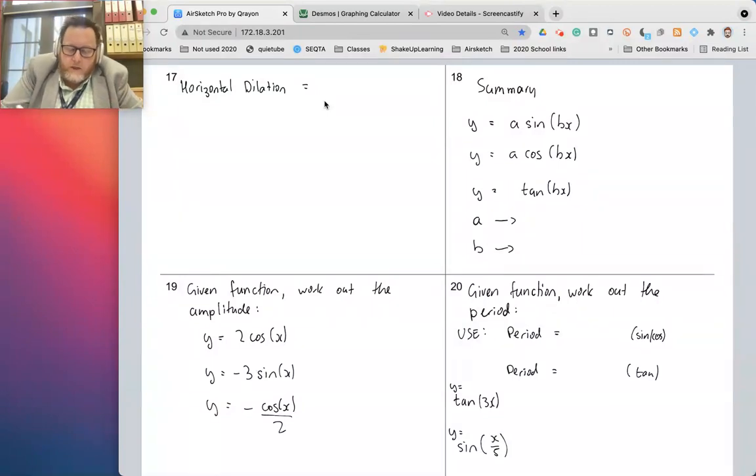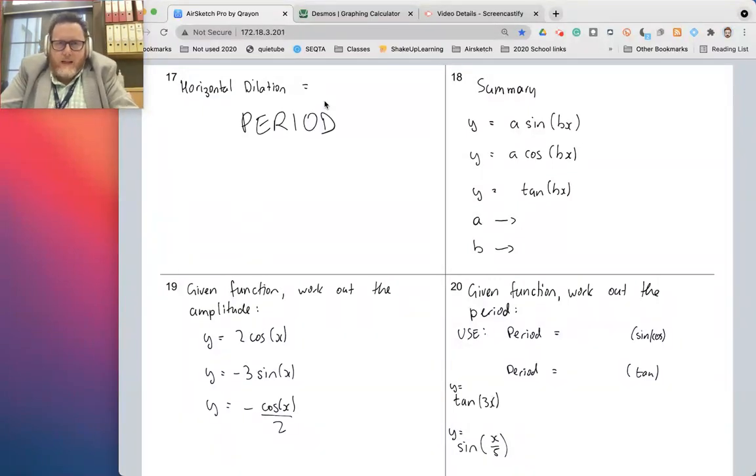So the horizontal dilation is basically what we talk about in relation to period. So hopefully you've seen that now, that the b value affects the period. So if it's a big number, it means that the period is shortened, and if it's a small number fraction, then it means the period is lengthened. Do note that we don't bother with a negative reflection of the input, so we don't ever bother about negative x.